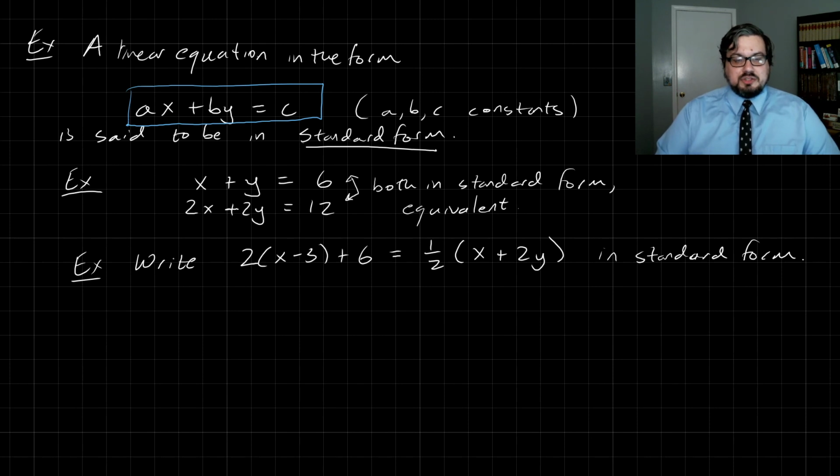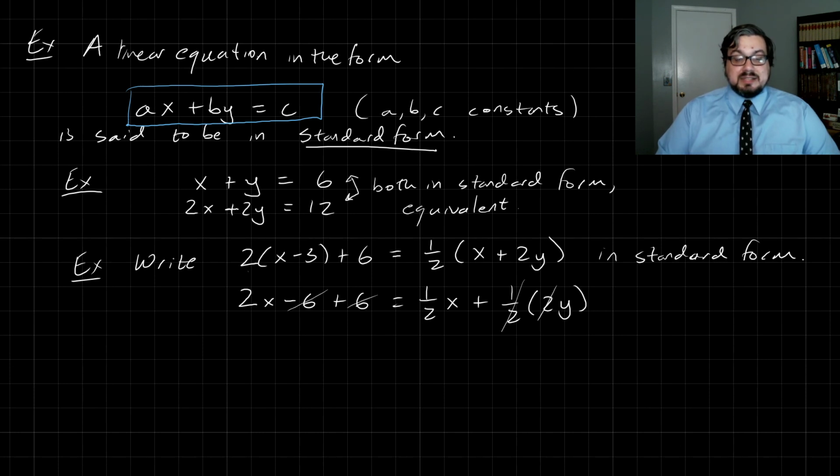If we distribute everything here, we'll get 2x minus 6 plus 6 after we distribute the 2 through. And distributing the 1/2 through, we get 1/2 x plus 1/2 times 2y. Now 1/2 times 2 is just 1, so those two cancel.